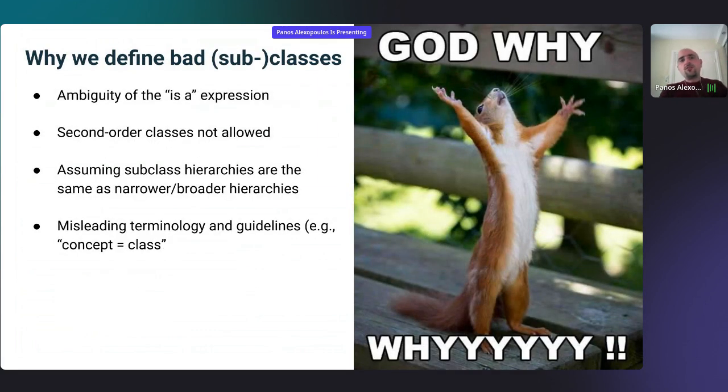So generally, the reason we define bad subclasses is that the is-a expression itself is ambiguous, right? Because, of course, for example, Greece is a country, but also Greece is a European country, and European country is a country. Second order classes are not allowed, and we assume subclass hierarchies are the same as narrower-broader, or the concept equals class fallacy.